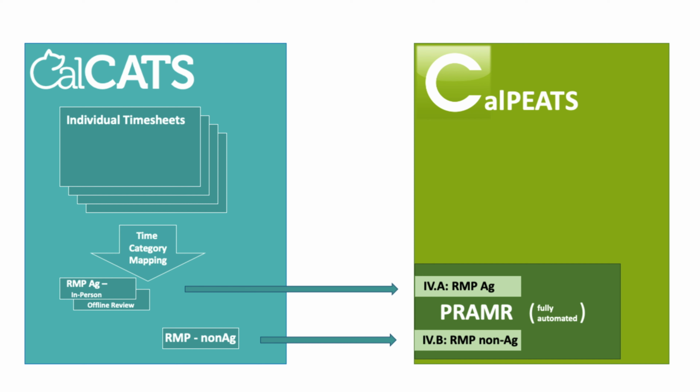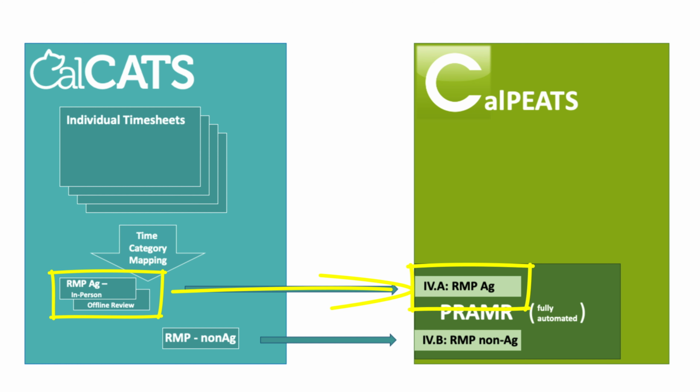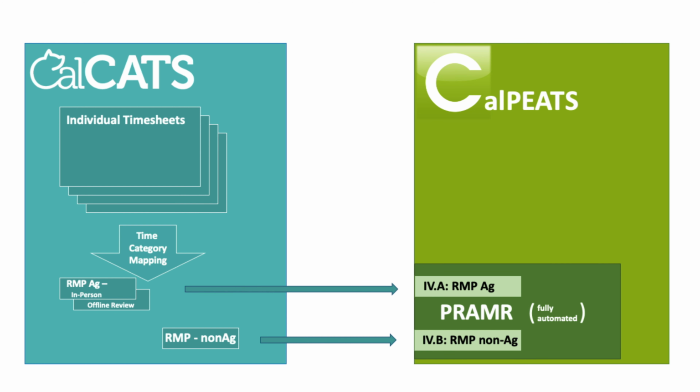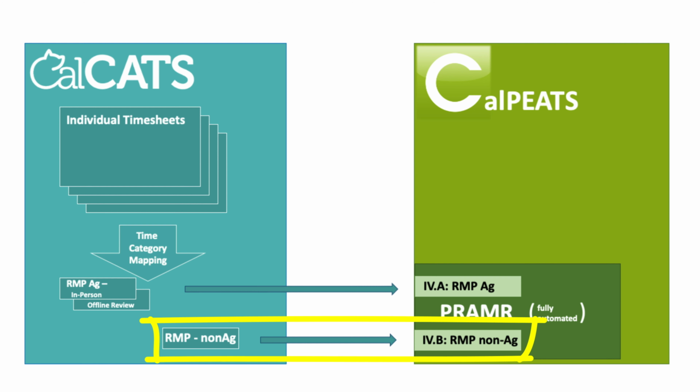For this tutorial, we will map section 4.A, which is restricted material ag permits, and section 4.B, restricted material non-ag permits. To make things interesting, I want to distinguish the ag times between in-person visits and permit reviews over the phone. Both timesheet categories have to be mapped to a single PRAMR section, 4.A. For simplicity reasons, I keep 4.B at a single timesheet category.